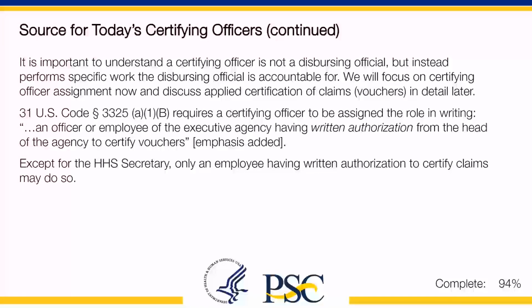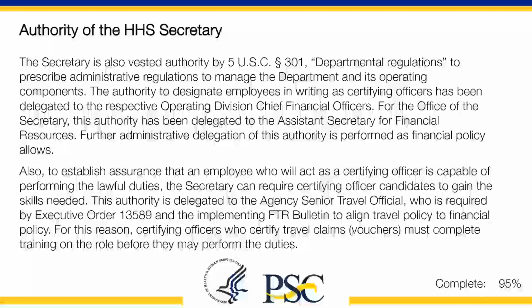31 U.S.C. Section 3325, A1b, requires a certifying officer to be assigned the role in writing: quote, an officer or employee of the executive agency having written authorization from the head of the agency to certify vouchers, end quote. Except for the HHS Secretary, only an employee having written authorization to certify claims may do so. The Secretary is also vested authority by 5 U.S.C. Section 301, Departmental Regulations, to prescribe administrative regulations to manage the department and its operating components.